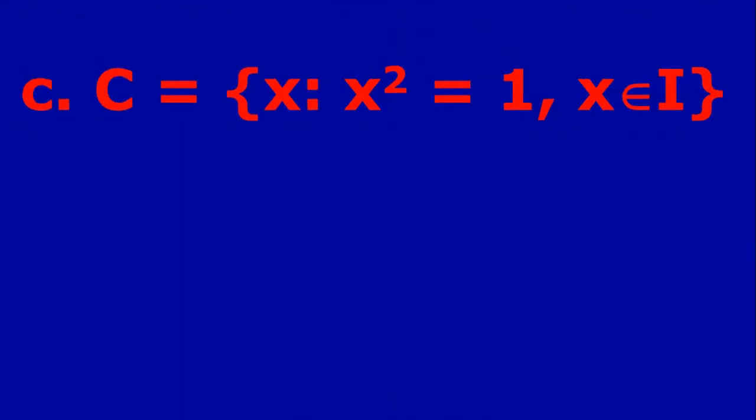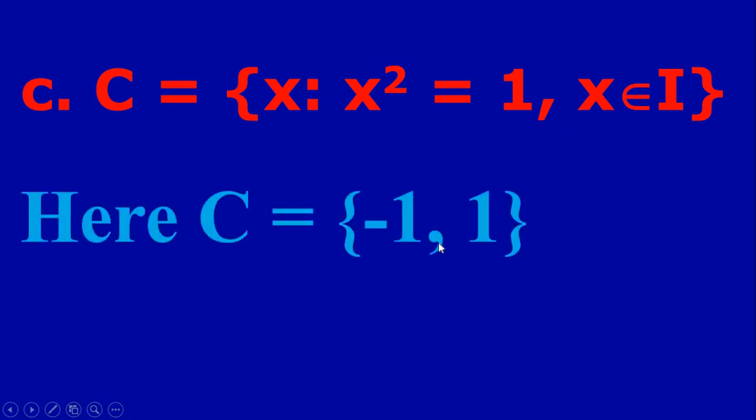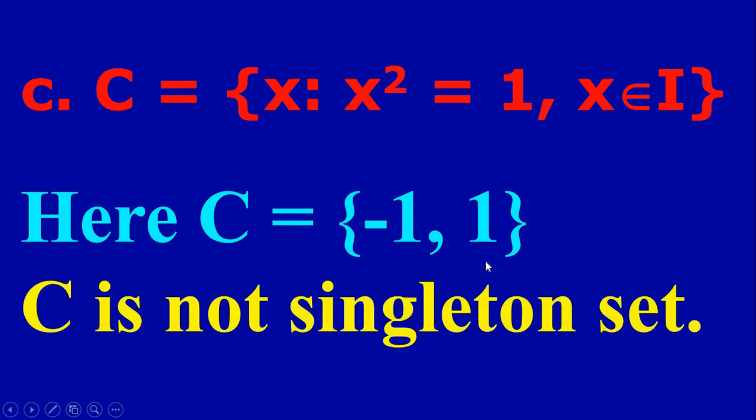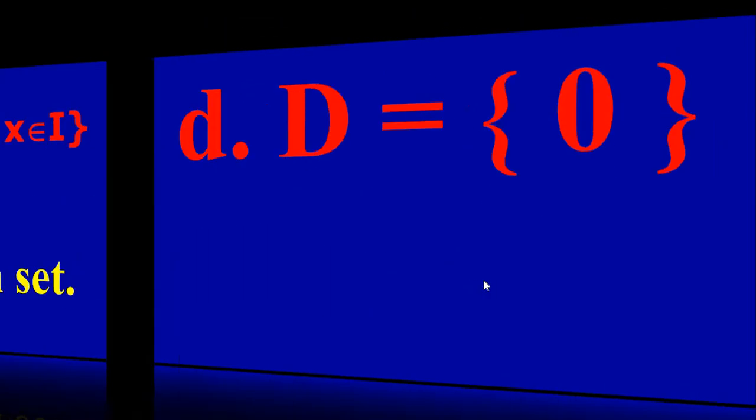So next C, that is the set of all x such that x squared equals 1 and x belongs to I. Here it is important that x belongs to I, that is, integers. Now x squared equal to 1 means x equals plus or minus root 1, that is plus or minus 1. So x equals plus 1 or minus 1, both are possible since it is an integer. So therefore C equals {-1, 1}, and this is not a singleton set. So C is not a singleton set.